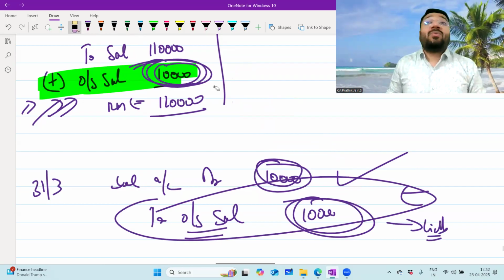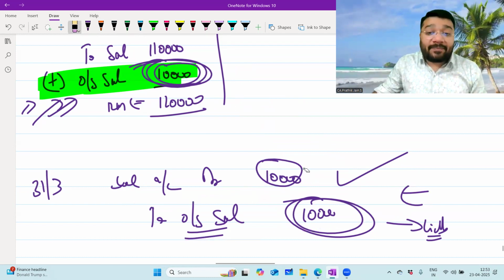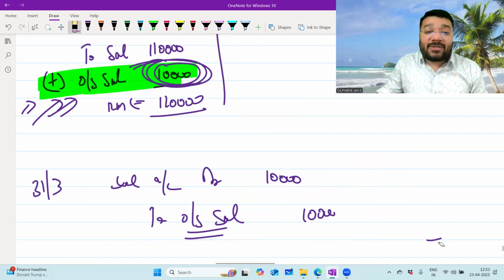P&L account, trading account is what? Nominal account. Debit all expenses and losses. I should record expense, no? In this journal entry, what is my expense? Salary debited is expense, no, boss.